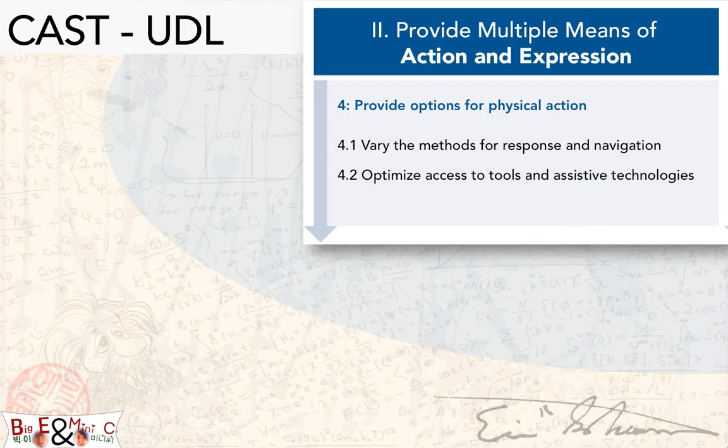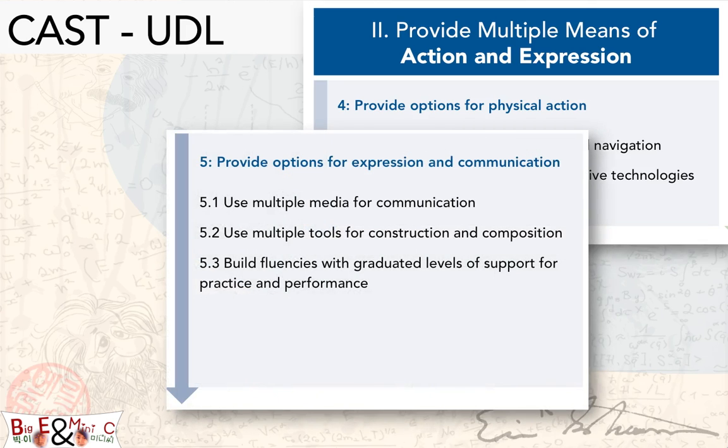The second tier is that we provide multiple means of action and expression. 4.2, optimize access to tools and assistive technology. My mind directly goes to online graphing calculators like Desmos, or teaching them how to use Wolfram Alpha or Google to help them through different math problems depending on their level. Even teaching them how to translate subtitles using YouTube or other means so that they can access the material quickly and easily.